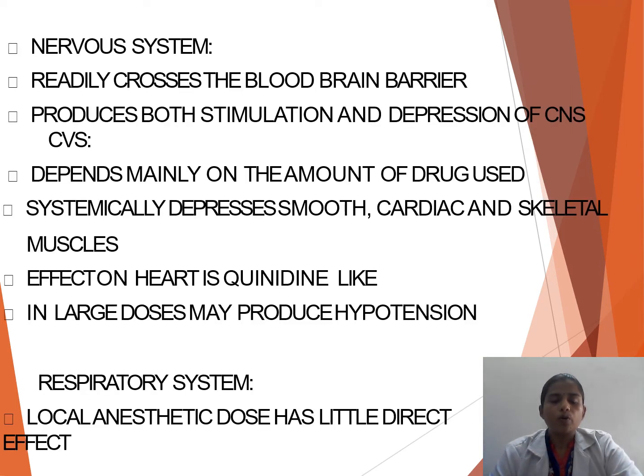In this slide, we are going to see the effects of procaine on the central nervous system, cardiovascular system, and respiratory system. In the central nervous system, it readily crosses the blood-brain barrier and produces both stimulation and depression of the central nervous system. In the cardiovascular system, it mainly depends on the amount of drug used. Systemically, it depresses cardiac and skeletal muscles more. Effect on the heart is like quinidine. In large doses, it may produce hypotension. In the respiratory system, it has little direct effect.